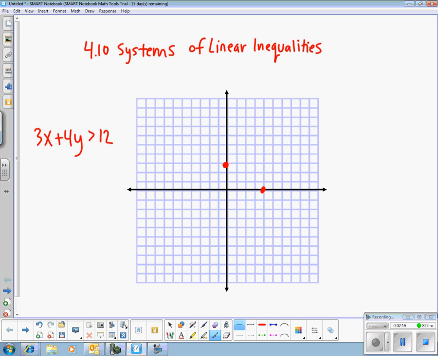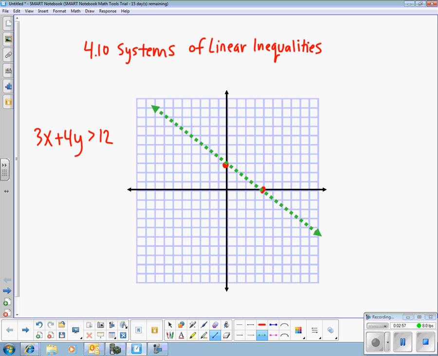And I'm going to connect that with as straight a line as possible. However, since this is a greater than symbol and not a greater than or equal to symbol, I need to connect this with a dashed line, which just means that the points that fall on this line do not make a true statement. For instance, the point (4, 0), when x is 4 and y is 0, that is not a true statement because that gives me 12 on the left, and 12 is not greater than 12. 12 is greater than or equal to 12, but it's not greater than, so I have a dashed line. No points that lie exactly on that line make a true statement.